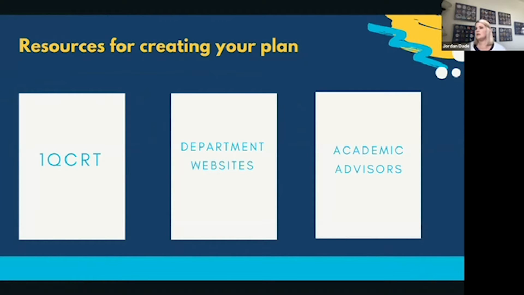tool in Oasis. So the best resources for creating your academic plan is using that first quarter course recommendation tool for our freshman students. Check your department websites to understand the degree requirements as well as the catalog. And then check in with your academic advisors just to make sure that what you're planning is what is recommended.